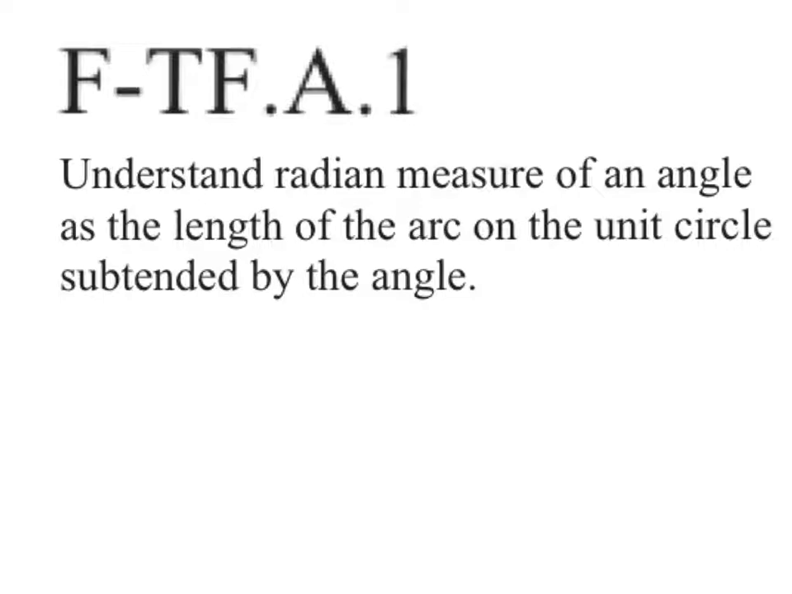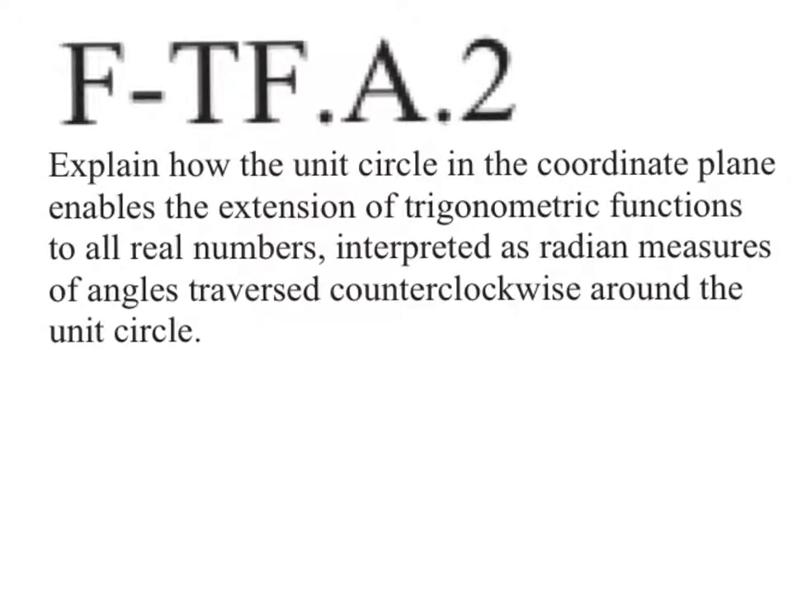Understand radian measure of an angle as the length of the arc on the unit circle subtended by the angle. We will do something with this today. We will take a look at a radian circle graph. And then the last objective, explain how the unit circle in the coordinate plane enables the extension of trigonometric functions to all real numbers, interpreted as radian measures of angles traversed counterclockwise around the unit circle.